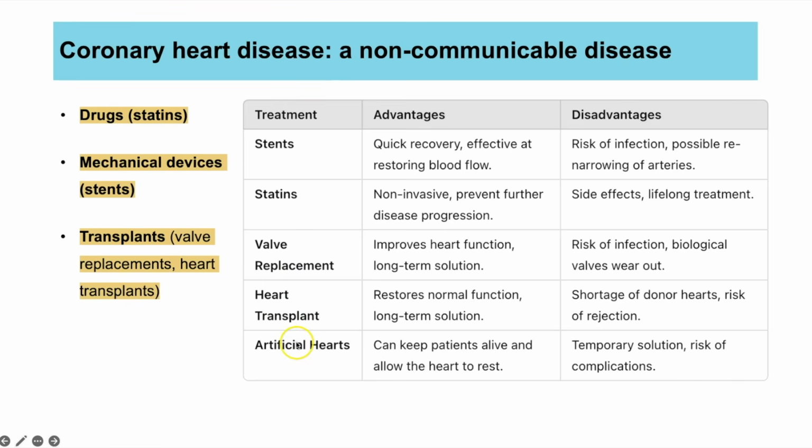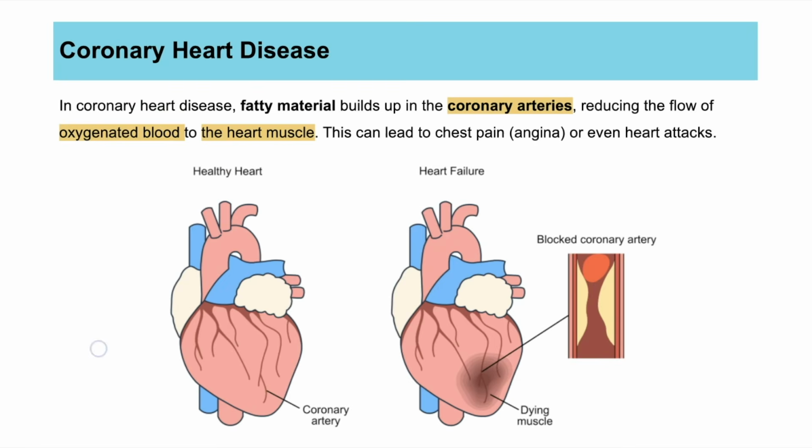Now you can screenshot this to have this as your summary, but I'm going to go through them all in more detail now. So coronary heart disease. This is if you have a buildup of this fatty material blocking your coronary arteries and therefore oxygenated blood and glucose aren't reaching the muscles, so they can't contract. We talked about that a little bit earlier.